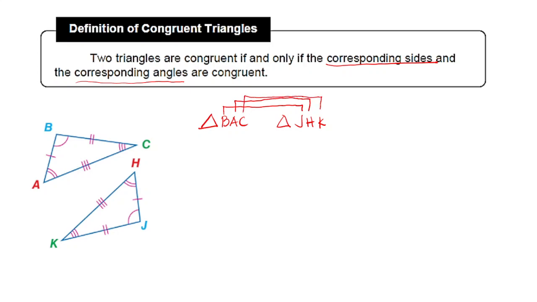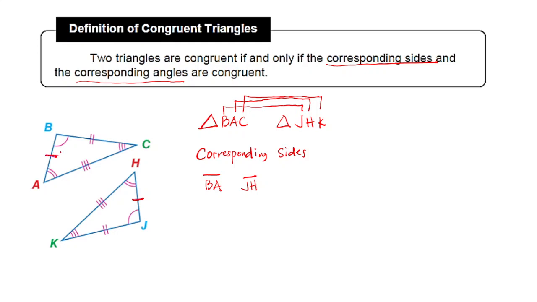Now after identifying the corresponding parts, let us identify if the corresponding parts are congruent to the other triangle. Let's see first the corresponding sides. So we have side BA and side JH. Now let us look at our illustration. Side BA and side JH, are they congruent? Since they are corresponding, and as you can see in the illustration, we have single markings here.